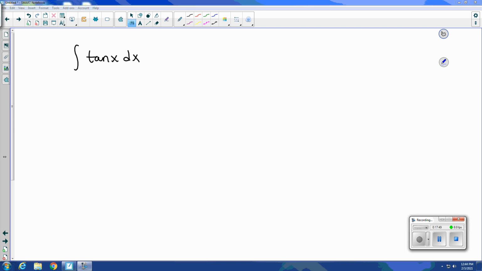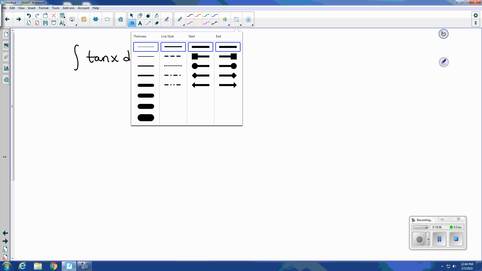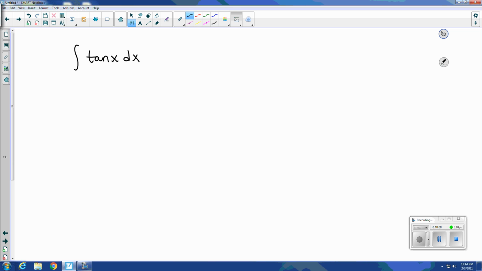This next example is a tricky one. When you first look at this, tangent x seems very basic. The only issue is finding the antiderivative of tangent x is not so simple. The derivative of it is secant squared. We know that from our differentiation chapter. So what can we do with this? Because it looks awfully innocent upon first observation, but finding the antiderivative, I don't know of an antiderivative right off the top of my head that gives me tangent x.